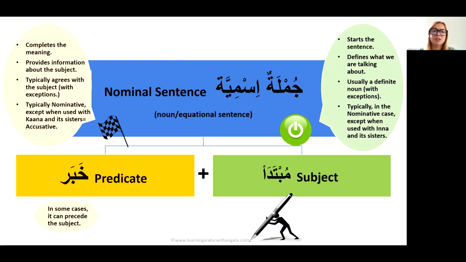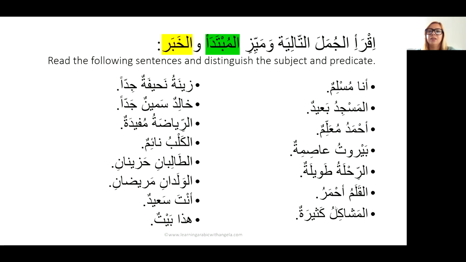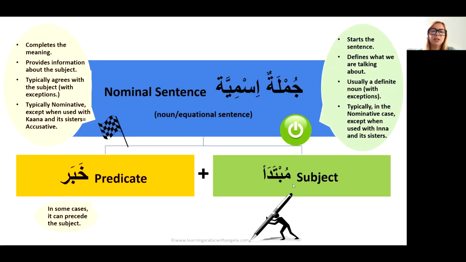So it's going to be in the nominative case, unless you have additions like kana wa akhawatuha, it's going to be in the accusative case, but that's not what we're going to discuss in this lesson. So we're going to just discuss a simple nominal sentence made up of mubtada plus khabar. Just one thing, normally you have it in this order. So al-baytu kabirun, but there are exceptions where in some cases you flip the order around, and we'll come to that in a bit.